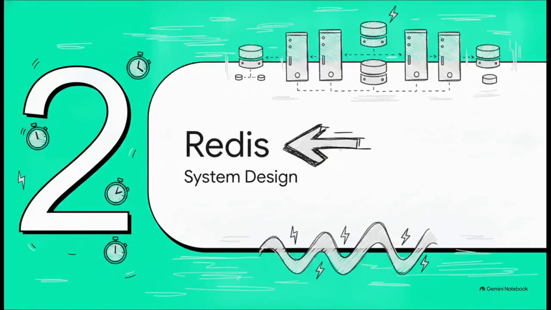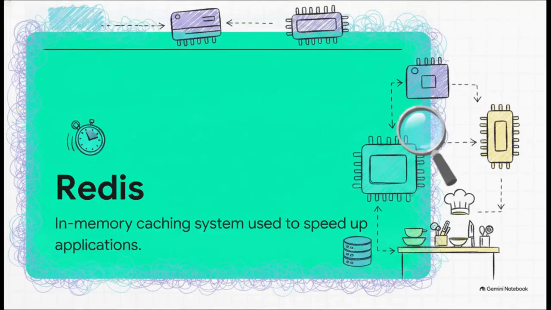Moving on to section 2, enter Redis. So how do we actually build this high-speed countertop? Well, the undisputed heavyweight champion in this space is Redis. It's an open-source, in-memory data store used primarily as a blazing fast cache to speed up applications. And the absolute magic word here is in-memory.